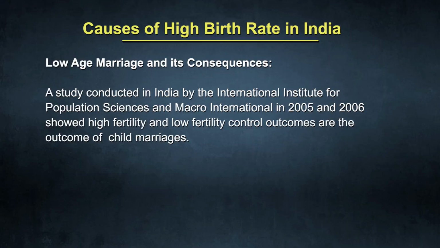That is, this early age marriage has consequences, and they have experienced domestic violence. Not only that, in another study conducted by the International Institute for Population Sciences and Macro International in the year 2005 and 2006, they showed that due to early age marriage, they have experienced a high fertility rate, and they are not able to control the fertility. Therefore, they have experienced a larger number of childbirths.